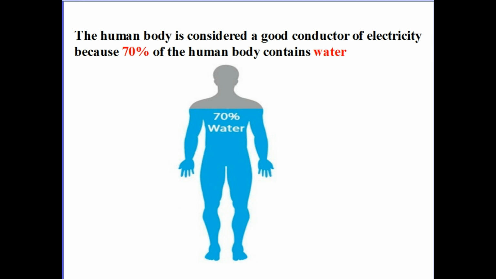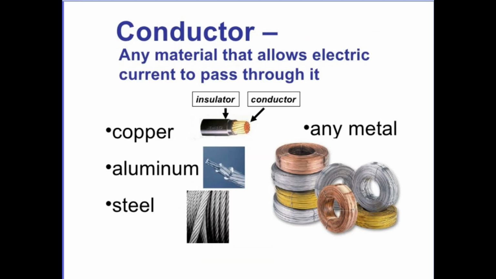So a question here, for example, if I asked, give reason why the electric wires are made of copper, the answer is because it's a good conducting material, or it's an electric conductor. It allows the current to pass through. And another question, why is the electric wire covered with an insulating material? Because it doesn't allow the current to pass through, so it avoids any shocks or dangers.